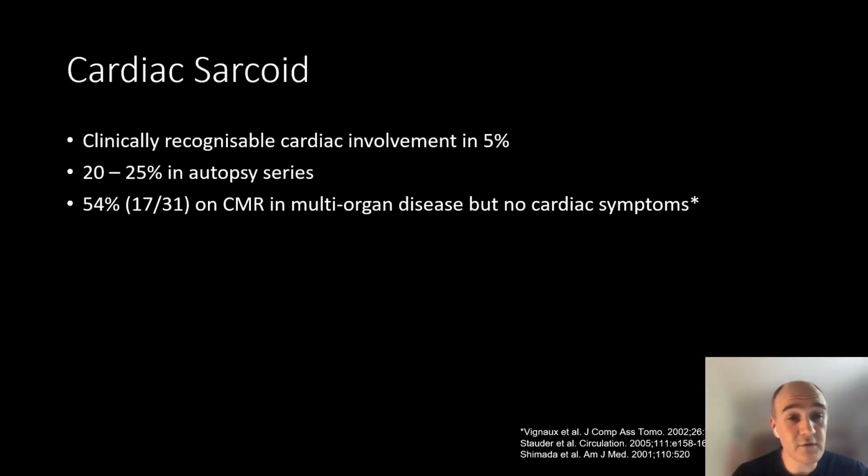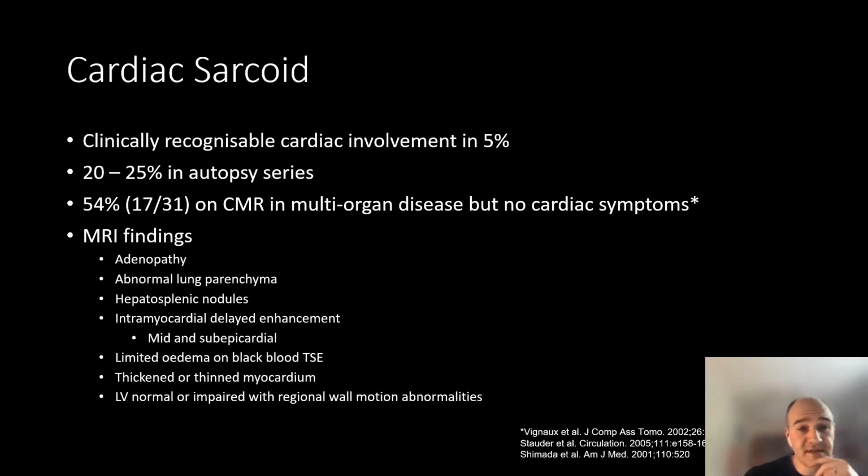What about cardiac sarcoidosis? Well, you see clinically recognizable cardiac sarcoidosis in about 5% of people who have systemic sarcoidosis, but it's much higher apparently in autopsy series. And the MR findings are, as you might expect, you would expect to see adenopathy within the mediastinum. You'll see abnormal lung parenchyma. You might see nodules in the spleen.